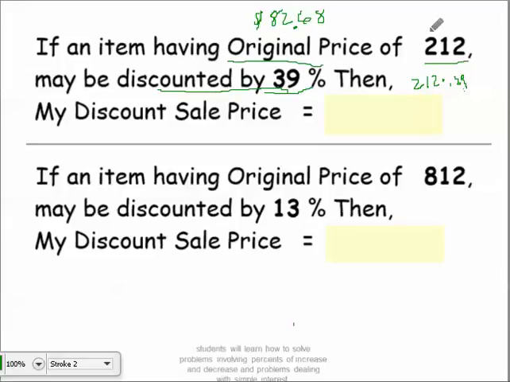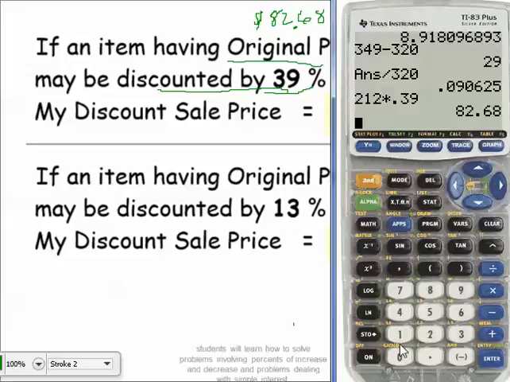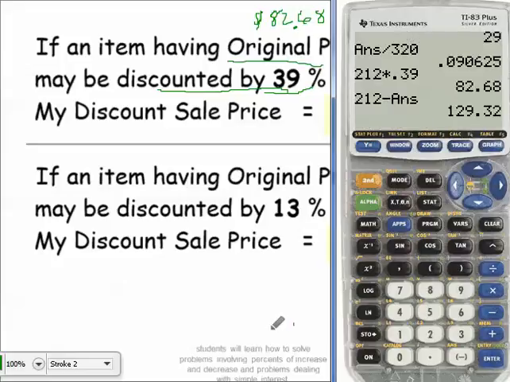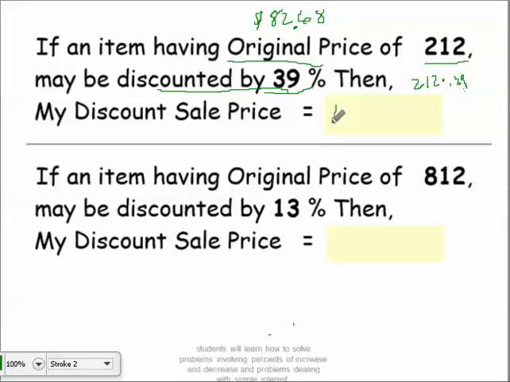So I would take 212 minus $82.68. Oops, you know what? I want to show you that trick. I can press second and the minus sign, and it sticks the answer right in there and gives me $129.32. That's how much they would be selling it for.